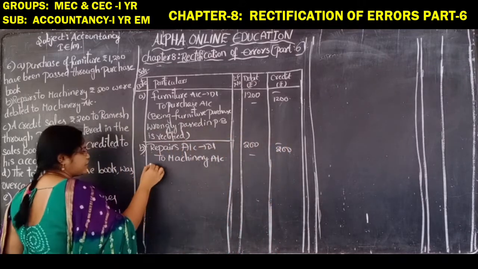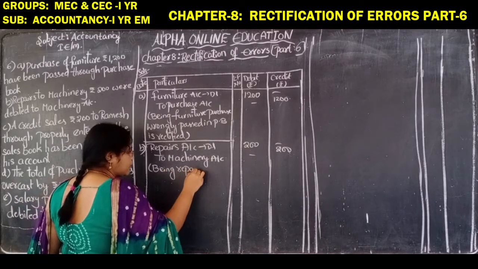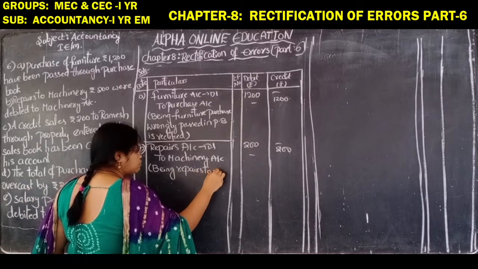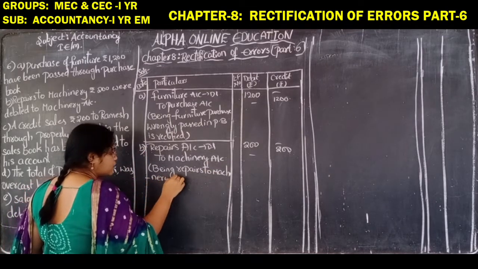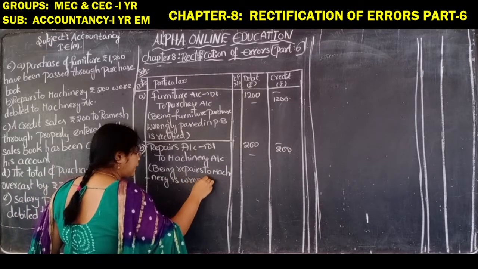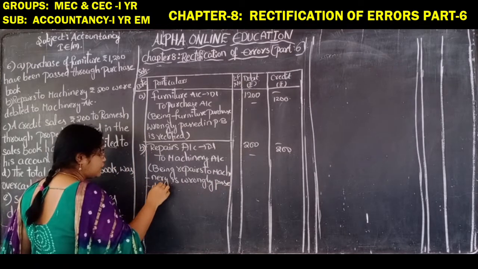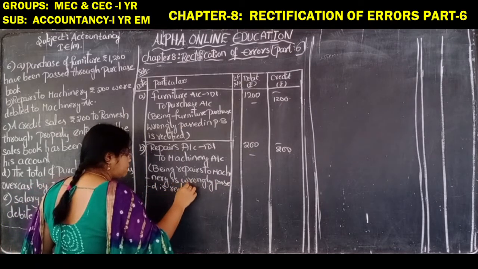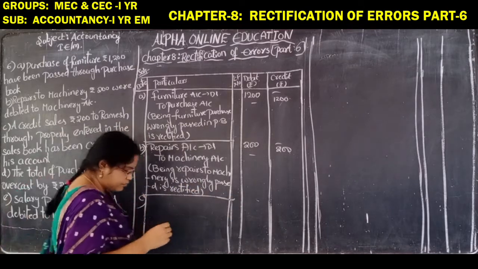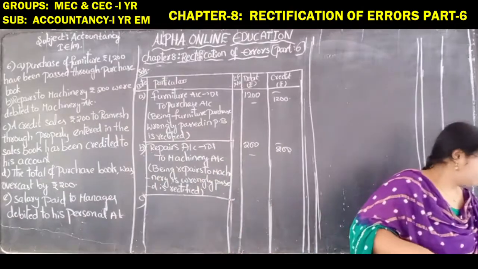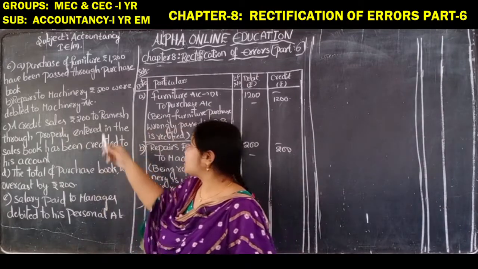Now write the rectification narration: repairs to machinery is wrongly passed, rectified. Okay, this is also completed. Next, C. If you observe the entry, what is there in C? A credit sale of rupees 200 to Ramesh.